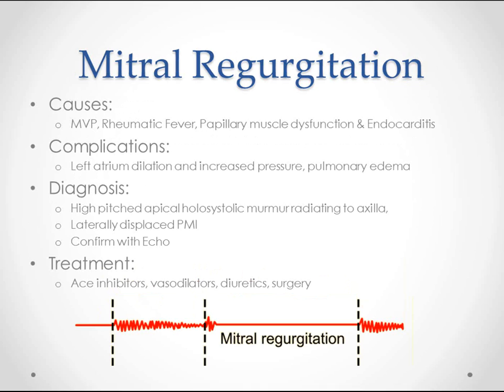So the main causes of mitral valve regurgitation are mitral valve prolapse, like we just talked about, rheumatic fever, papillary muscle dysfunction, and endocarditis. And if you don't do anything about it, you can just picture the left atrium is going to have an increase of pressure. So the mitral valve is the valve between the left atrium and the left ventricle. If that valve is leaky, then every time you squeeze the left ventricle, you're going to get regurgitation back up into the atrium.